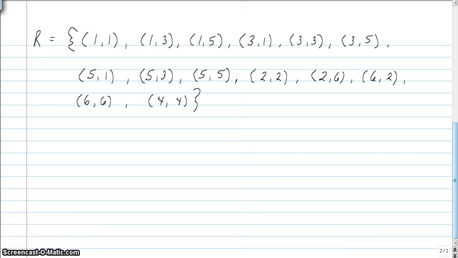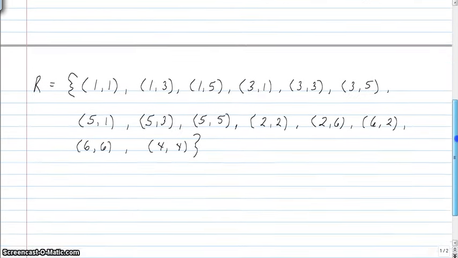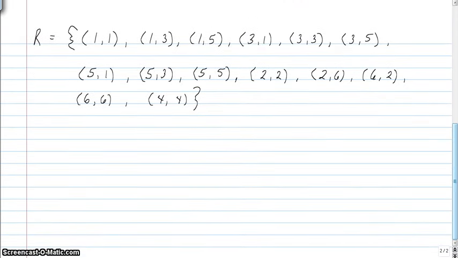So here's a relation, with the elements listed out, and you could go through and verify that this is an equivalence relation, meaning that it is reflexive, symmetric, and transitive. And I did not clarify, this is defined on the set X = {1, 2, 3, 4, 5, 6}. So we can go through and list the equivalence class for each of the elements in the set X.